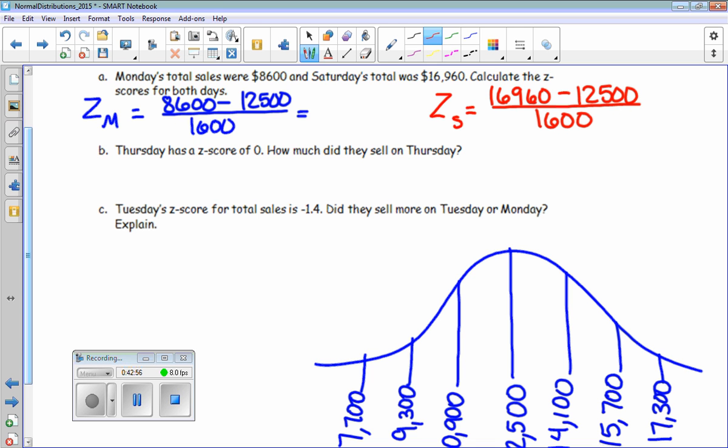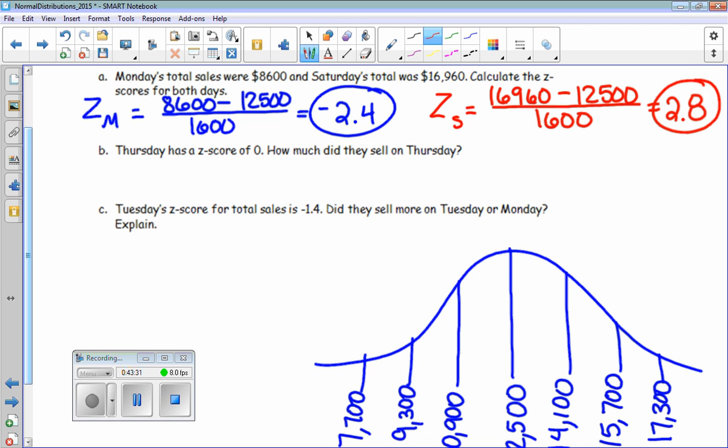So it should be a decimal. So negative 2.4 approximately. And then when we look at the other one, we're going to say 16,900 minus our mean divided by our standard deviation. And I get about 2.8, 2.78, 2.79. We'll just say 2.8. Okay? About. We're going to round to the nearest tenth.